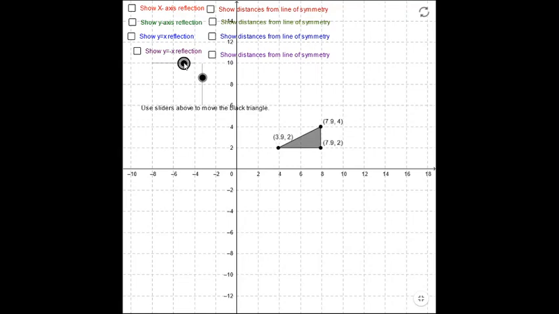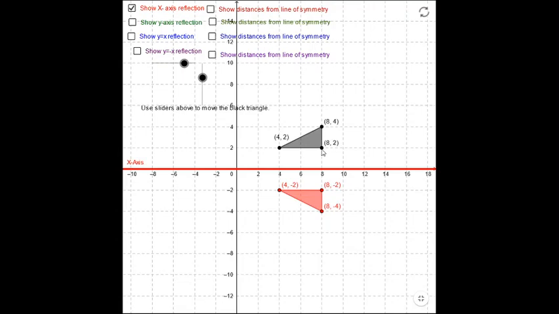For instance, I want it to be at the point where it was, to enable me to show you the reflection in an easy way. Now if I want to reflect this through the x-axis, this is the x-axis, I say show reflection along the x-axis. So this is the x-axis, and this is what happens.